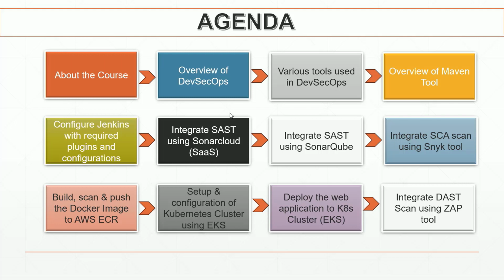DAST is dynamic application security testing, which is a process of analyzing a web application through the front end to find vulnerabilities through simulated attacks. So here I am going to use the ZAP tool. The entire process I am going to perform using the Jenkins Pipeline.